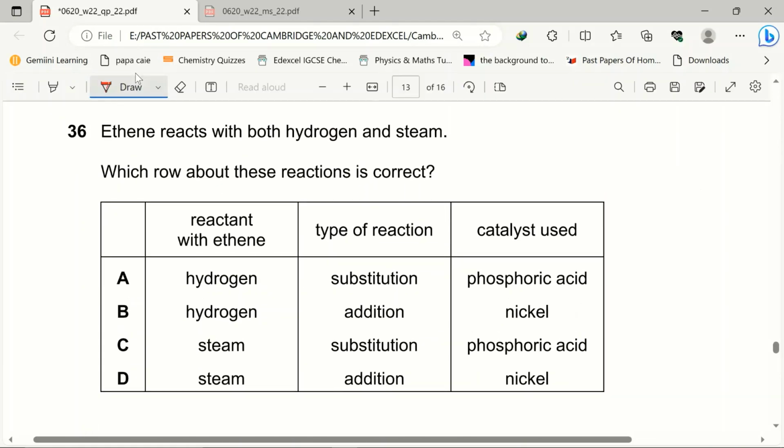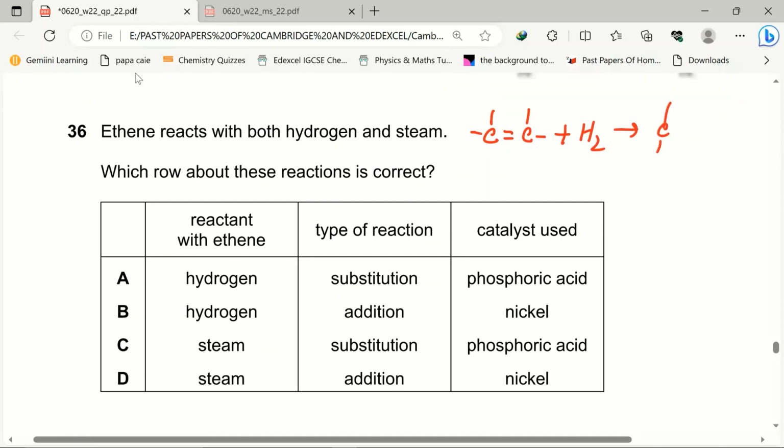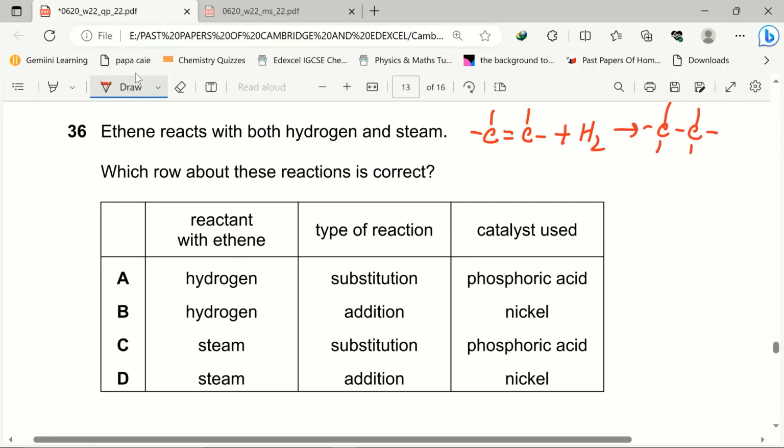Number 36, ethene reacts with both hydrogen and steam. Ethene, we know, has a carbon-carbon double bond. If it reacts with hydrogen, it forms ethane, which is an alkane. And if ethene reacts with steam, which is water, it forms alcohol, which is ethanol. The carbon-carbon double bond will become a single bond. Then one hydrogen will come to one carbon, and the OH will come to the other carbon. So that is how it goes. So you see, it is ethanol.